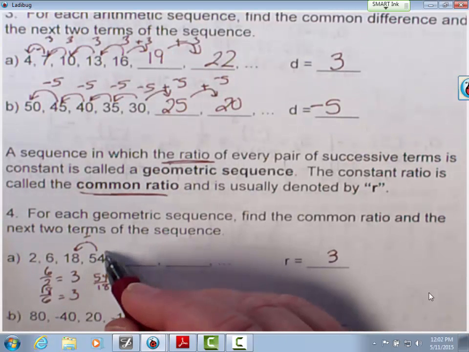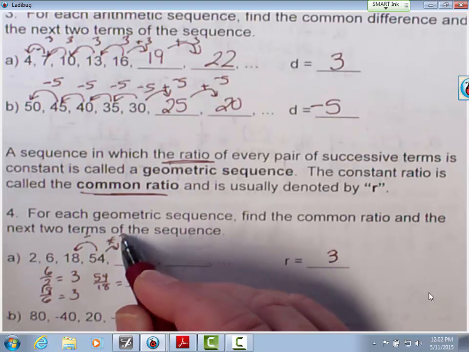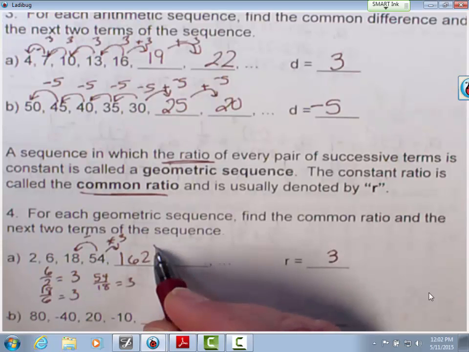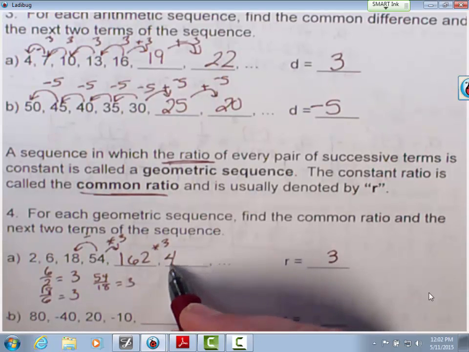So as we go this way, we'll multiply by 3. So we get 162. Multiply that by 3, and we get 486.